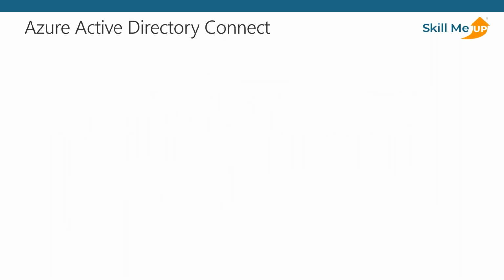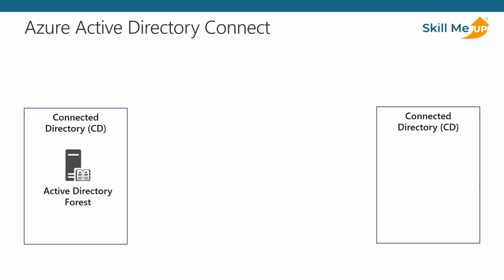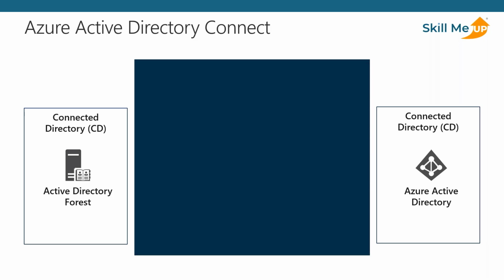Okay, so how does the Azure Active Directory Connect process actually work? Well, this is how the architecture is defined. Imagine you've got a left and a right side of the application. You have what's called the connected directory, the CD. This is the Active Directory forest, and that's what it connects to. On the other side, we have the other connected directory, which is Azure Active Directory. So there are two CDs, one on each side, and in between we have the Azure AD Connect provisioning engine that ties these two together.